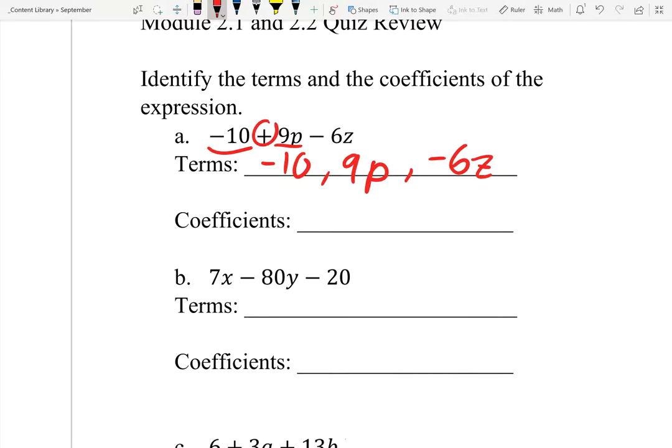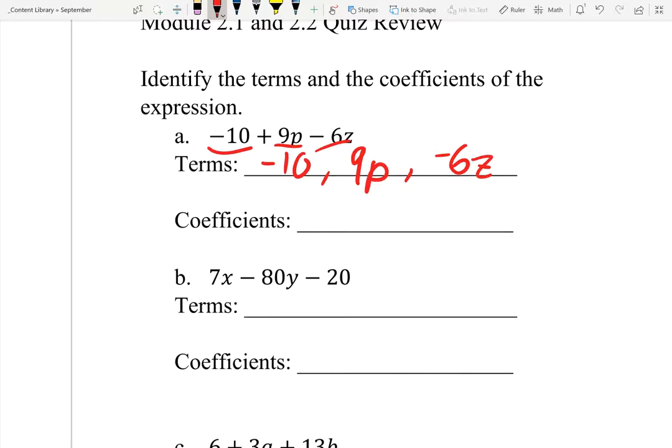Obviously, the plus sign here is a part of 9p, but it's just indicating it's a positive 9p. So I don't have to write plus 9p because I know just by writing 9 that it's positive. But I can't say that's negative unless I write the negative there. So anytime you see a minus sign, keep in mind that that is a negative term. So there are three terms. Those are the three terms.